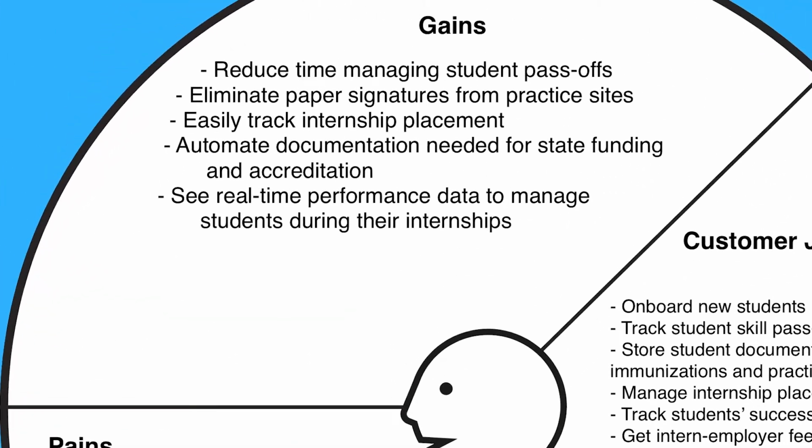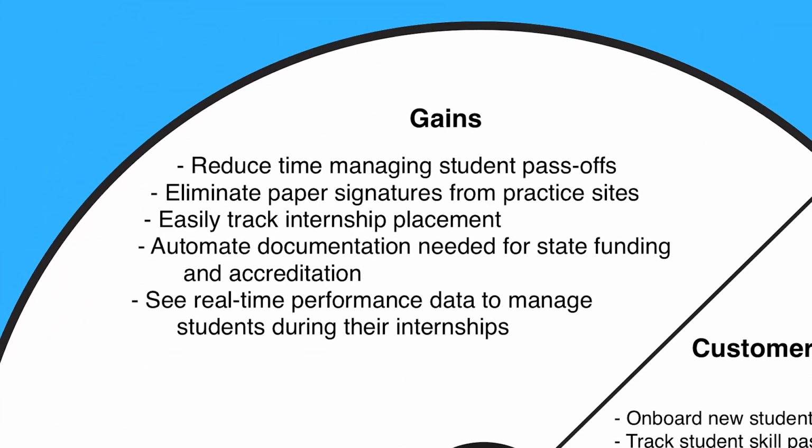Now, the gains that the trade school wants to realize are they want to reduce time managing student pass-offs, to eliminate paper signatures from practice sites, to easily track internship placement, and to automate documentation needed for state funding and accreditation. And also, they want to see real-time performance data to manage students during their internships.